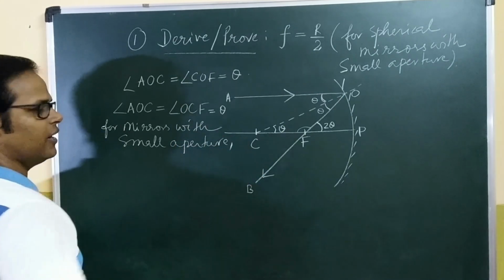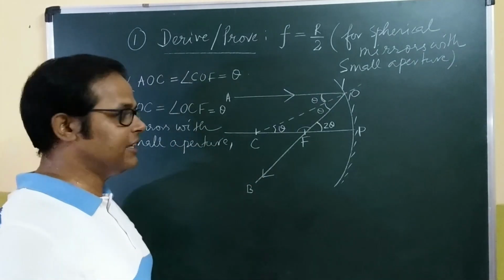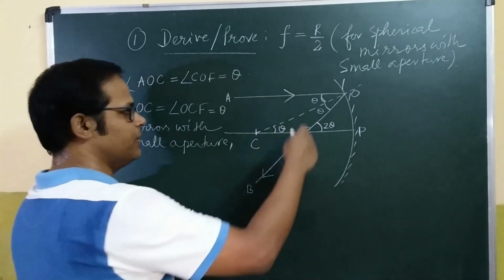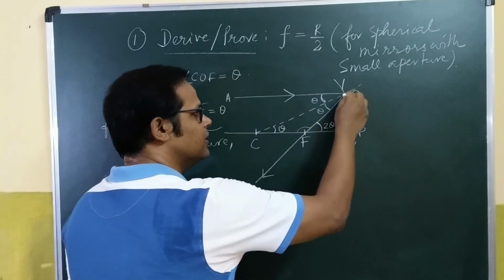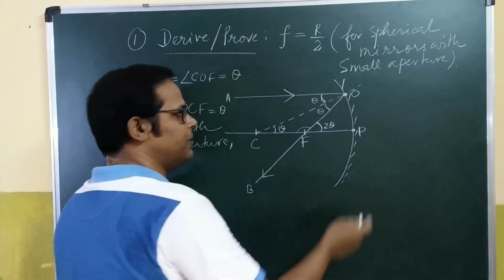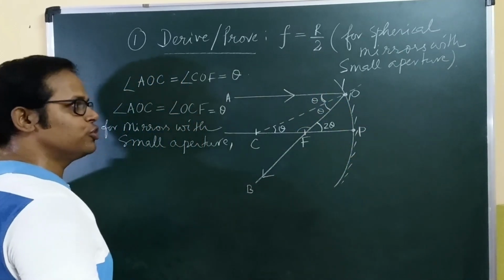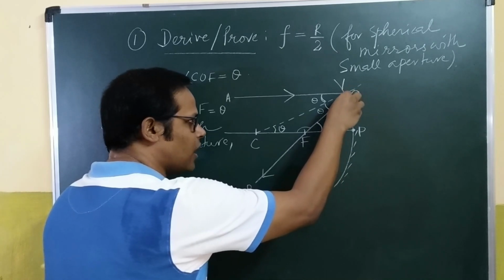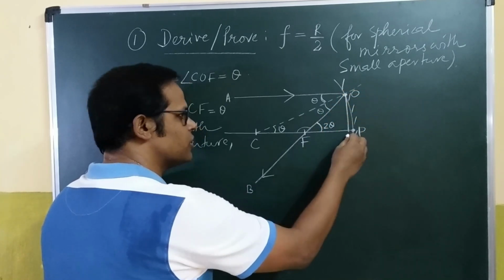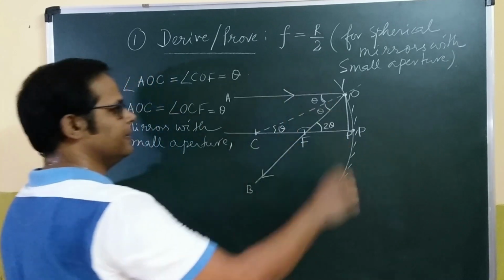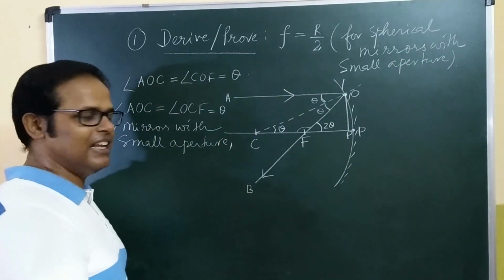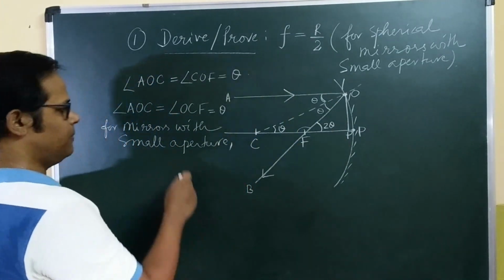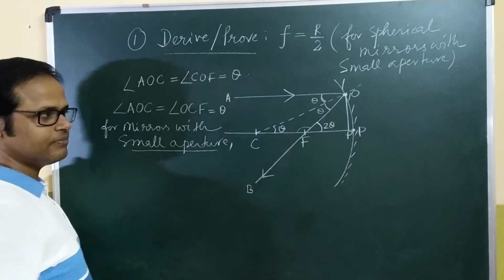Let us quickly find out tan theta and tan 2 theta. If mirrors are of smaller aperture, this point O and this point P will be very, very close to each other. So I can almost say that this distance is not an arc, it's almost a straight line. That P has slightly come inside. Alright? Please mind the condition.